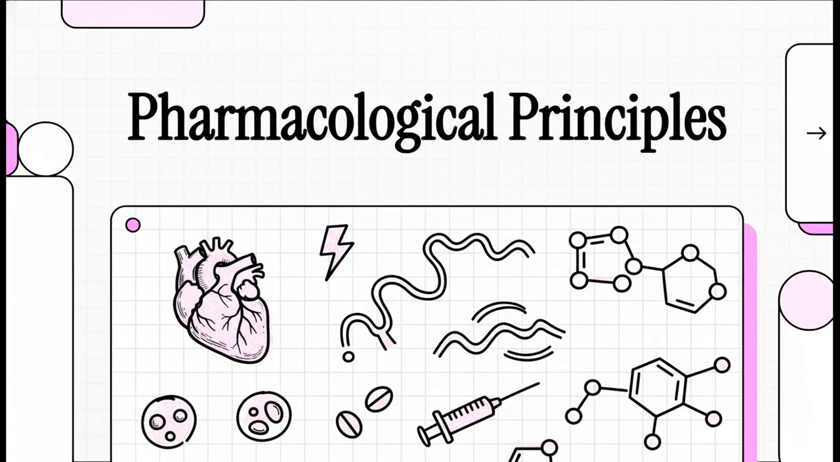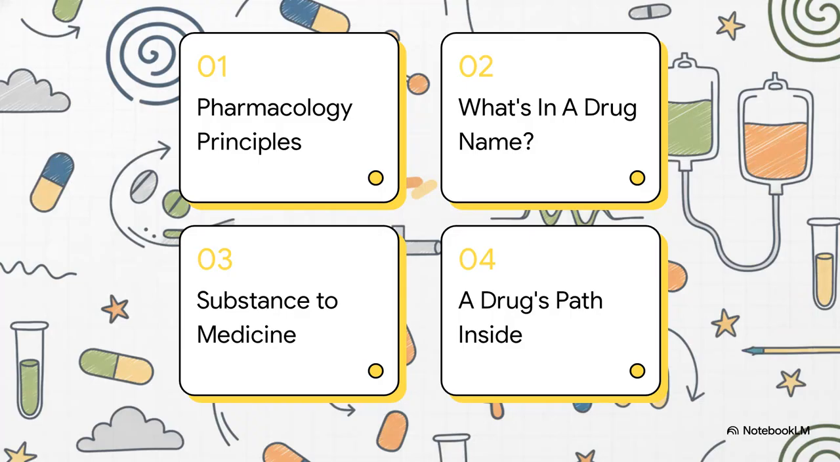So, let's begin. What's on the menu for today? First, we'll get into the core principles of pharmacology itself. Then, we're going to solve that classic confusion: why does one drug have so many different names? After that, we'll see how a simple chemical becomes an actual medicine. And finally, we will track a drug's journey inside our body. Getting these 4 points clear is absolutely essential.